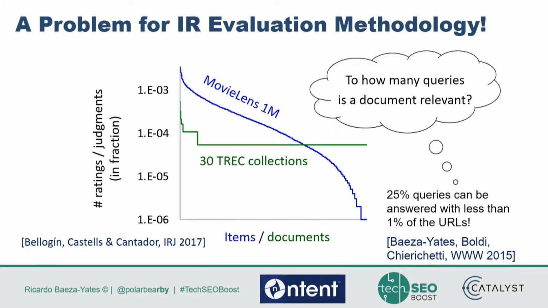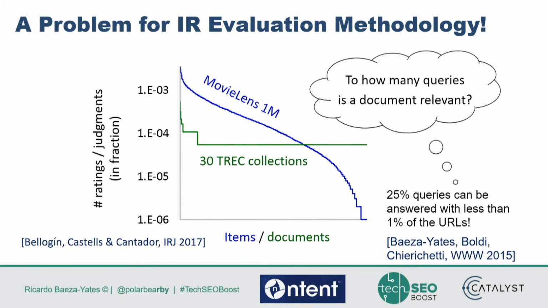I will not have time to talk too much about this, but for example, in a work that we did with some friends 4 years ago, we showed that with 1% of the URLs, we can answer 25% of the queries. This was at Yahoo. So basically, if you knew which 1% to index, you can already answer 25% of the queries, which is a lot.